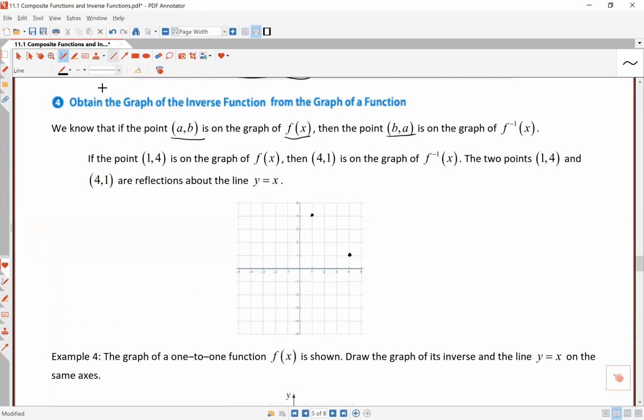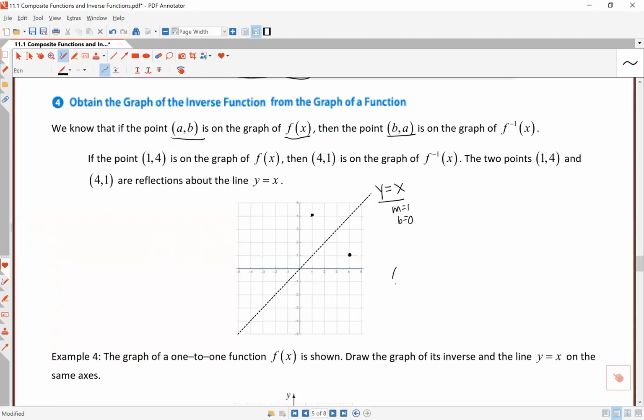And any time you swap the ordered pairs (x, y) to (y, x), what you will see is that they will always be reflections about the line y equals x. Remember this line y equals x, it has a slope of 1 and a y-intercept of 0: over 1, up 1. And now this point (1, 4) is equal distance to the line y equals x. Anytime you swap a pair like that, they reflect over the line y equals x.